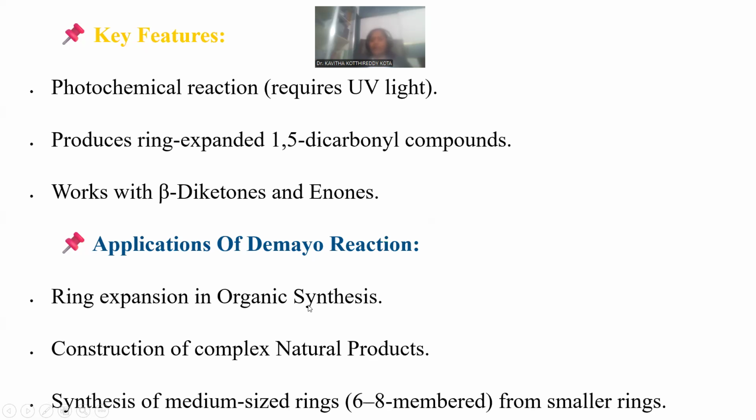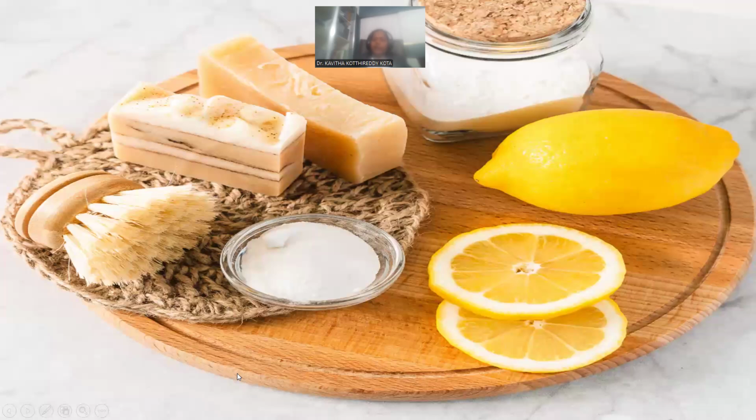Wherever ring expansion is required in organic synthesis, you can apply the De-Mayer reaction, as it facilitates the two carbon elongation. Even complex natural products are simply synthesized by the De-Mayer reaction in laboratory viable pathways. Synthesis of medium-sized ring systems like 6 to 8 membered rings is very simple by this De-Mayer reaction. By this we successfully accomplished the entire session. These kinds of molecules, the symbols of natural products, are made by the De-Mayer reaction, which is also taking part in natural product synthesis. That's why this kind of natural product is taken into the picture.